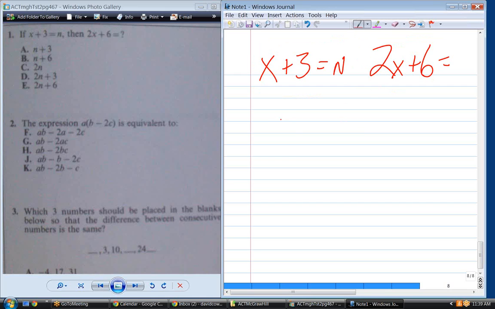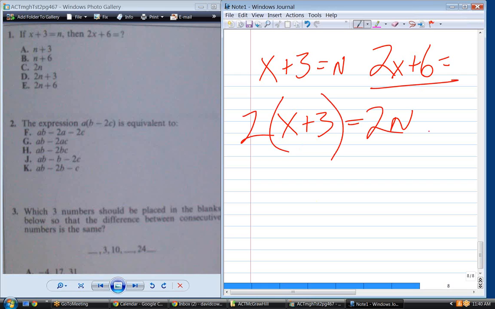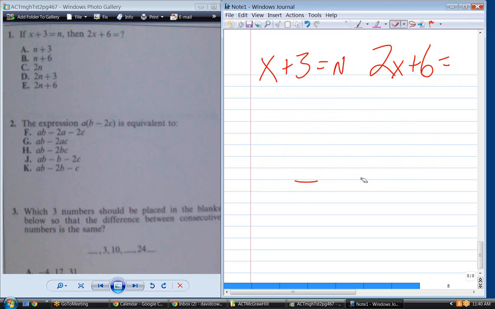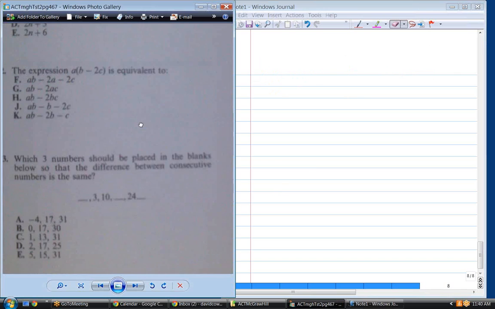N plus 3. Okay. If this is equal to n, and this is twice that, then it means that. You see why? Because this becomes 2x plus 6 equals 2n. In other words, if this expression is twice this expression, then it's got to equal something that's twice this. That's the fundamental thing of algebra. If you do something to one side, you got to do it to both.